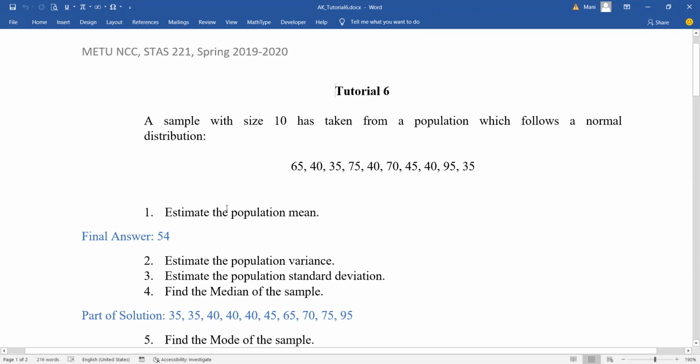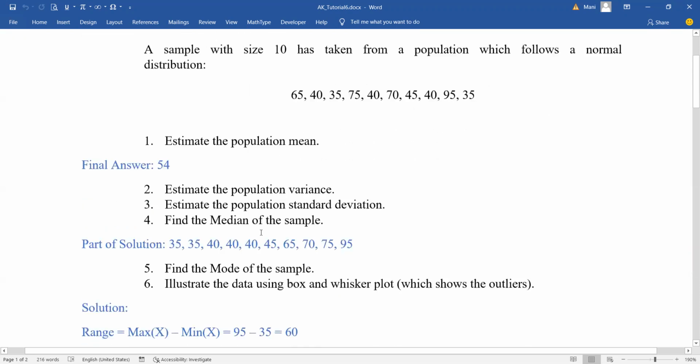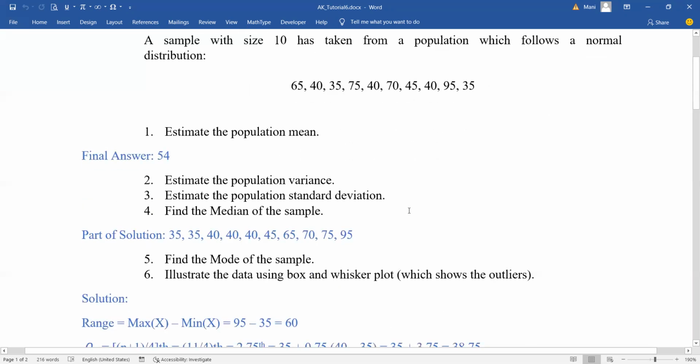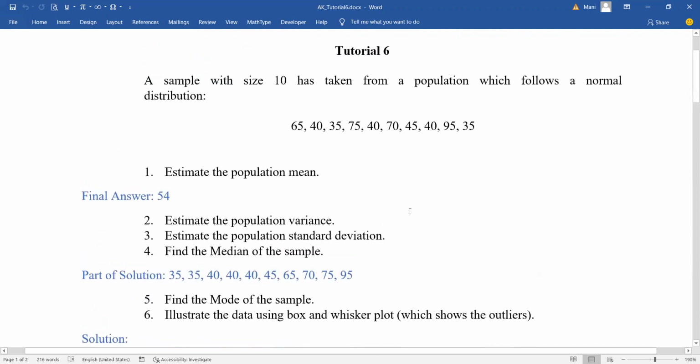So you write the formula, X bar is equal to sigma xi divided by n, then you assign the numbers, and the final answer you provide is 54. I don't provide them here because they are very easy and you know how to deal with that. But don't forget, in the exam, please provide the formulas completely.